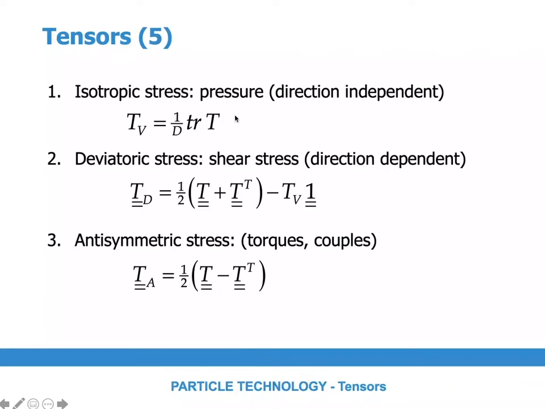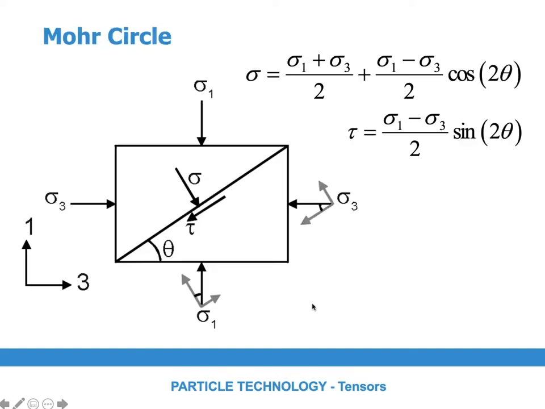Okay, this is saying the same thing again in decomposition rules. Trace of tensor is the first invariant divided by the dimension, and you get the isotropic contribution. Deviatoric, take the symmetric tensor, subtract the isotropic direction independent contribution, and you get the direction dependent contributions. And the antisymmetric stress, that one we don't need for this course.